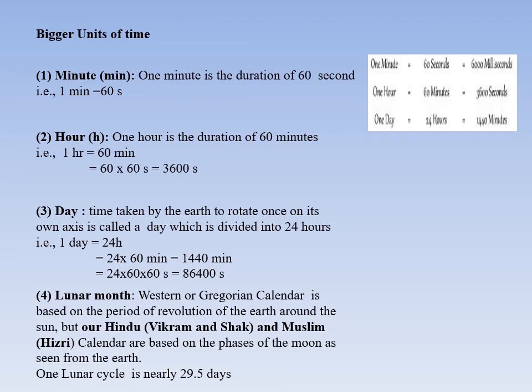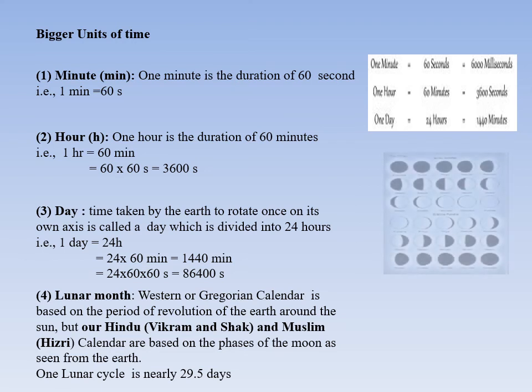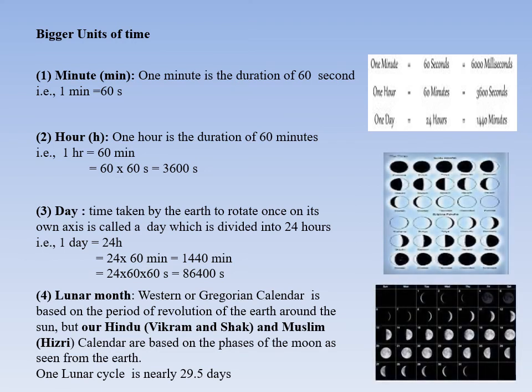The Western or Gregorian calendar is based on the period of revolution of the earth around the sun. But our Hindu Vikram and Shak and Muslim Hijri calendars are based on the phases of the moon as seen from the earth. In these calendars, 1 month is the time of 1 lunar cycle, which is nearly 29.5 days. The period of 12 lunar months thus comes out to be 354.37 days. Thus, 1 year of these lunar calendars is short by nearly 10 days compared to the Gregorian calendar.